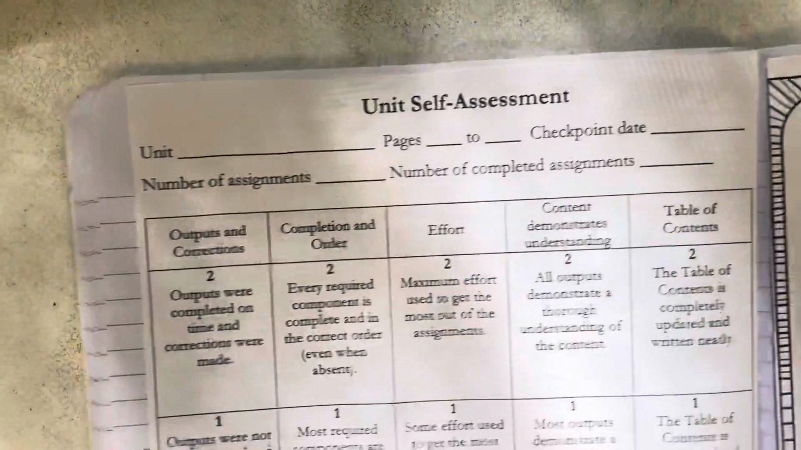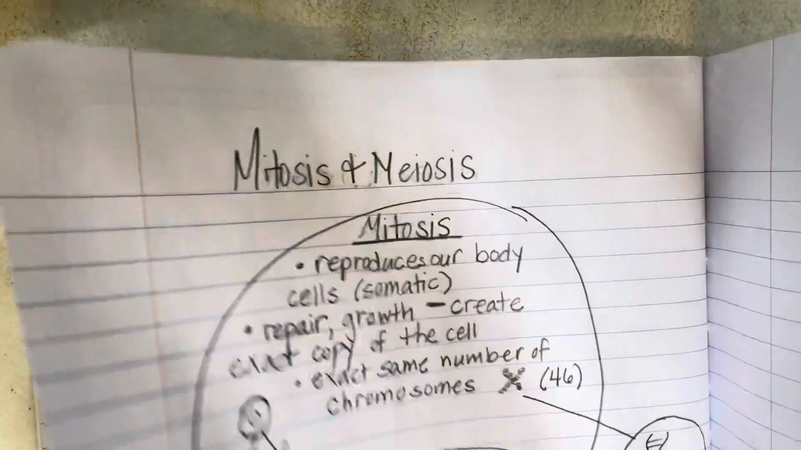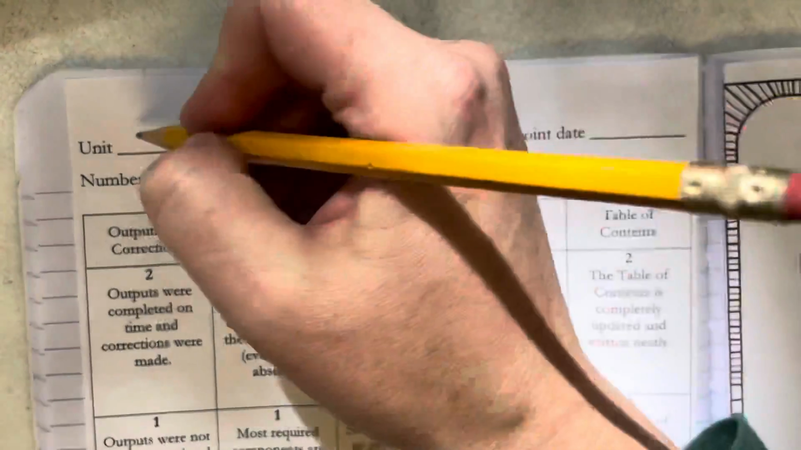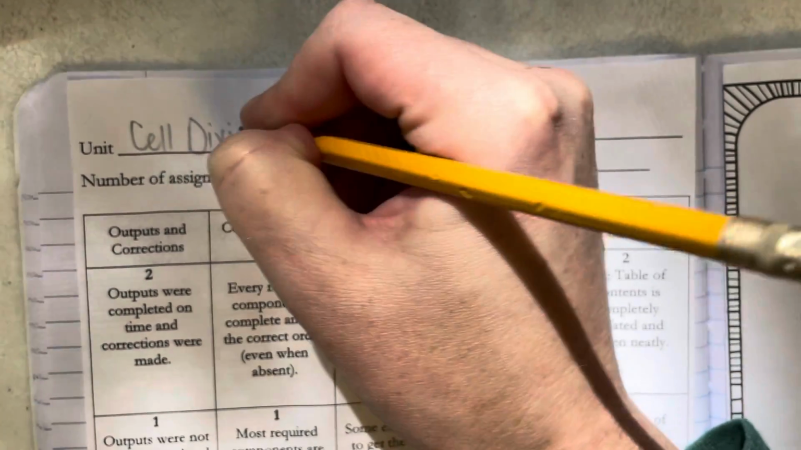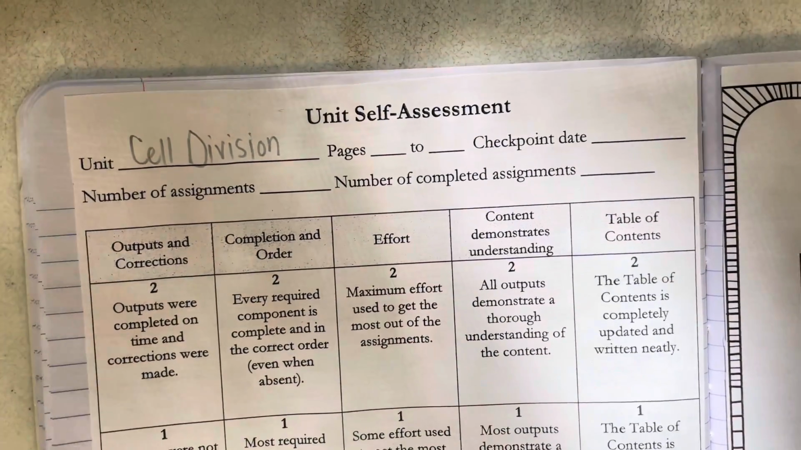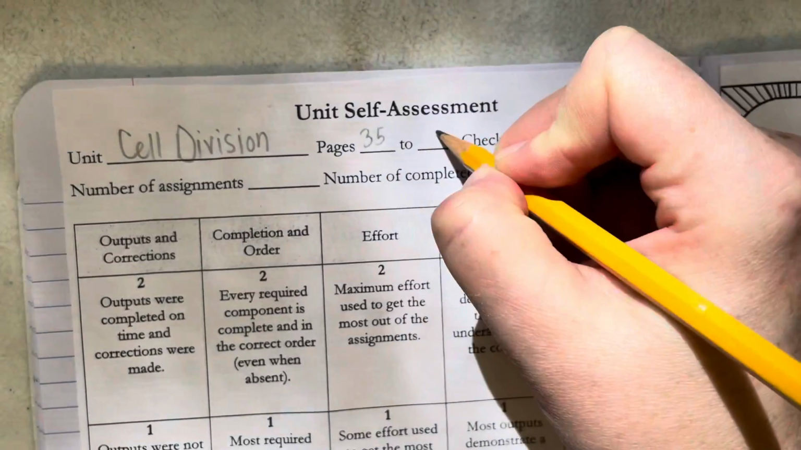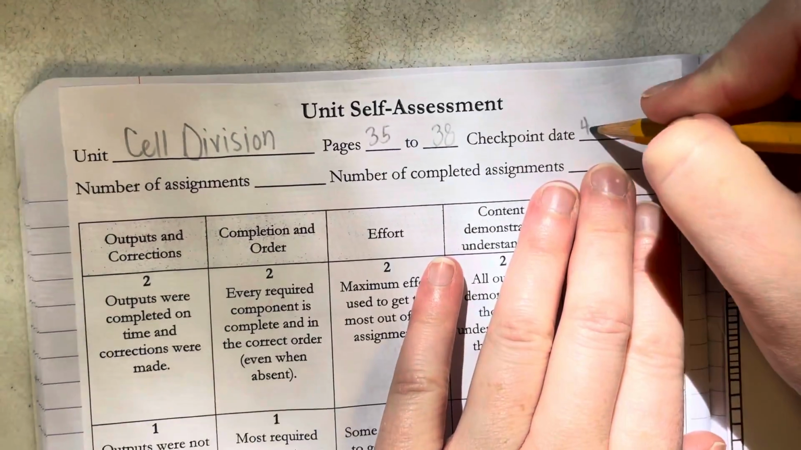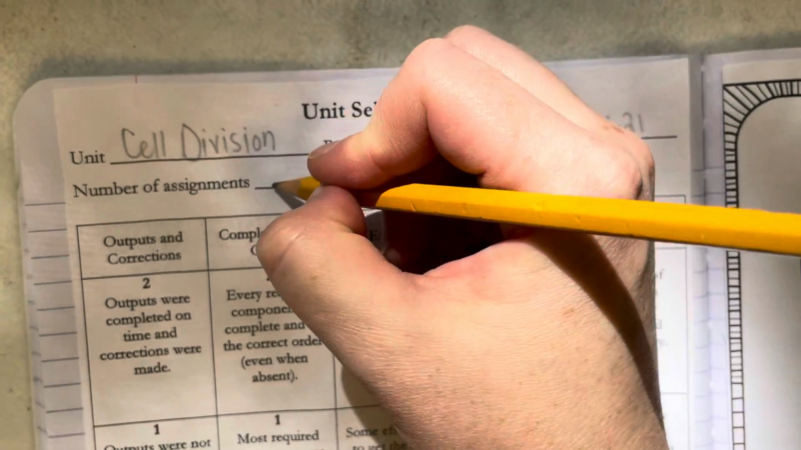Okay, so the unit that this is covering is you're evaluating how you did on the cell division unit here. So the unit is called cell division. And that was from page 35 to 38. You're going to put today's date, which is either 4/1/21 or 4/2/21 if you are D block or A block.